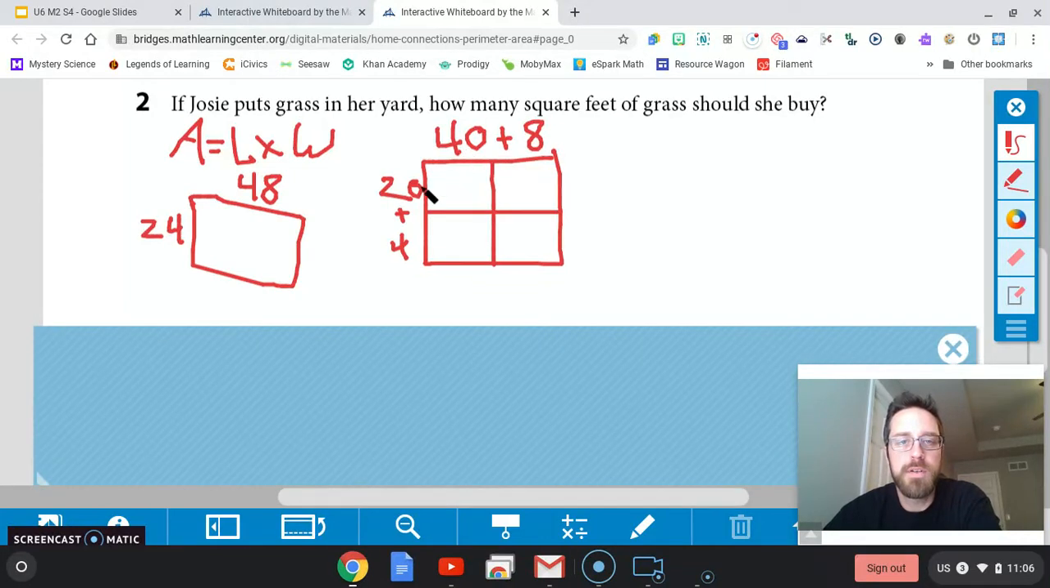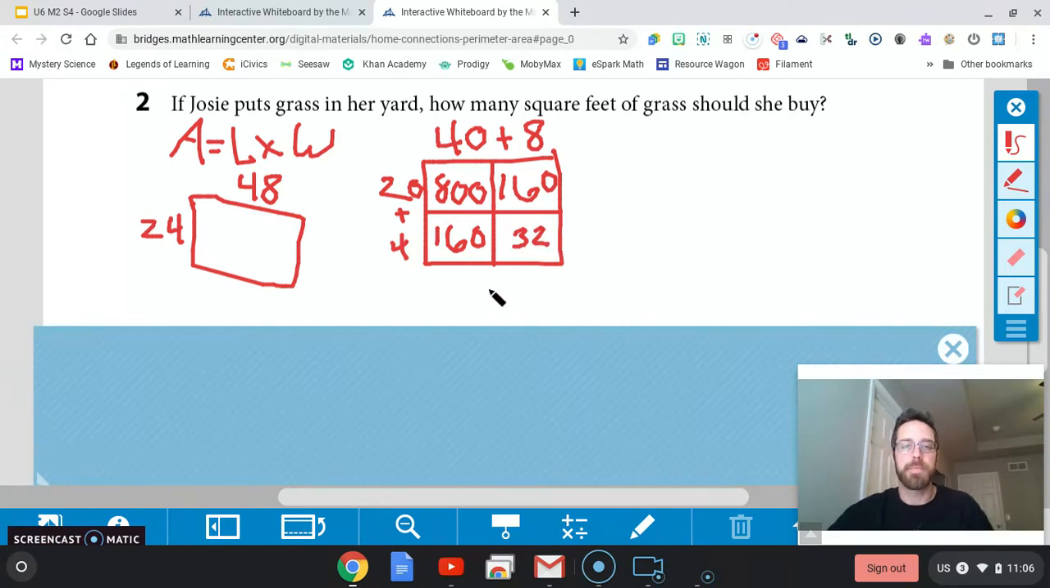Now 2 times 4 is 8, and you have a 0, so that would be 800. 2 times 8 is 16 with a 0, so that'd be 160. 4 times 4 is 16 with a 0, so that'd be 160 again. And 4 times 8 is 32, no 0, so 32. All right, so if I add all of these up, let's see. This gets me 900, oh, that's a 9, 960.